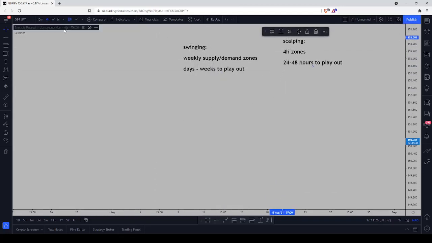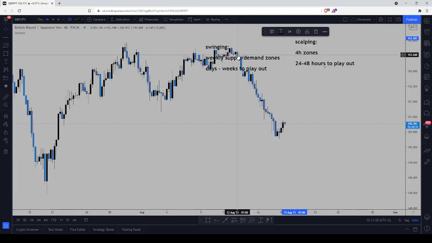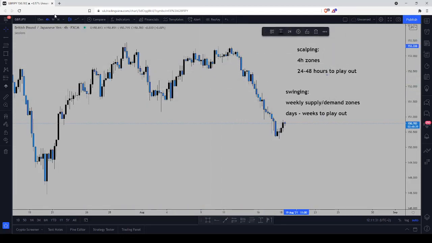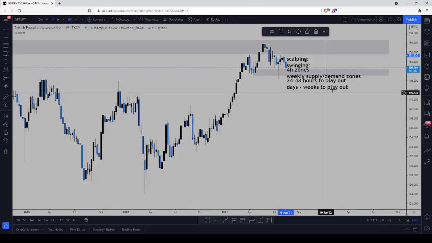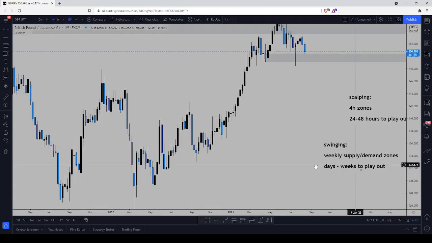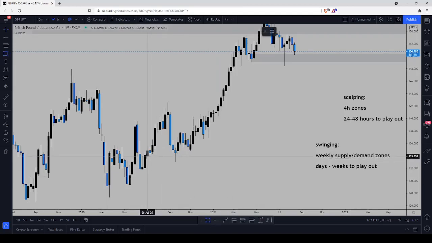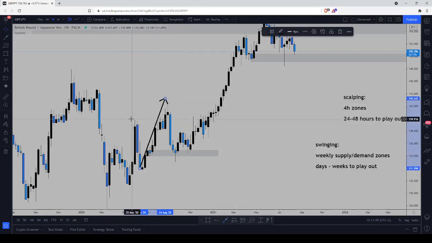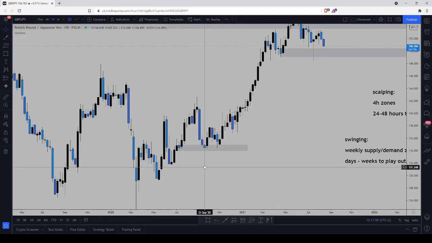So I'm going to leave this here. All right. Let us take an example, first of all, on the weekly. As you can see on the weekly, there was a weekly minor zone over here. We can see that this is a break of structure that broke this high, so it's a valid zone, and there was a minor zone over here.